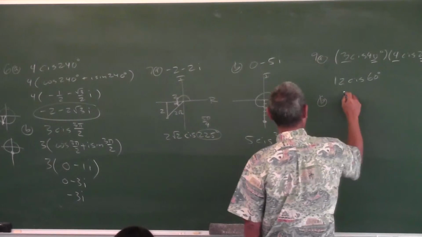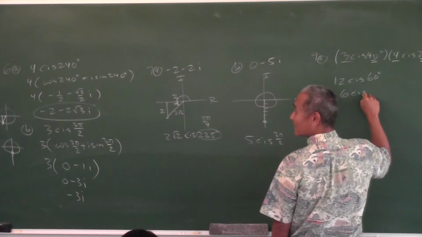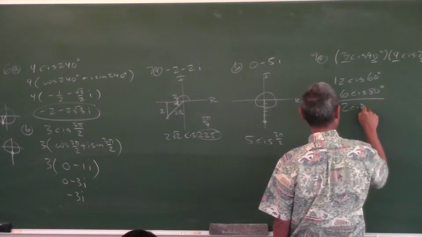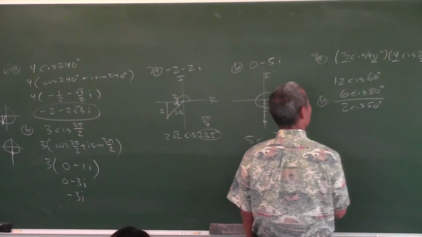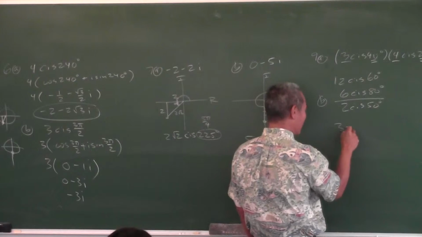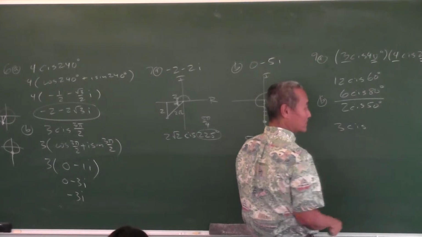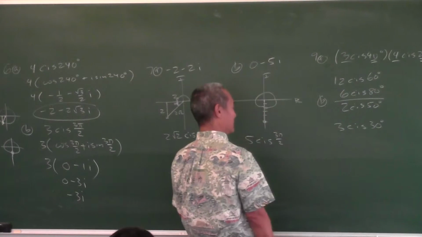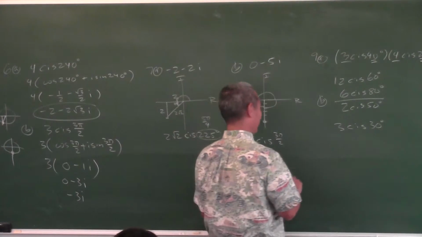And then D, dividing complex numbers. What is that, 80 KISS 80 degrees divided by 2 KISS 50. When you're dividing complex numbers, what do you do with the r's? You divide them, and then what do you do with the angles? You subtract them, 30. That's probably the second easiest problem on the whole test.